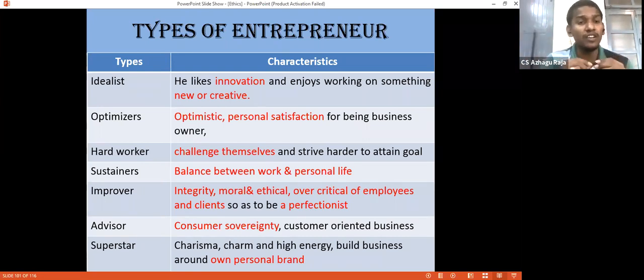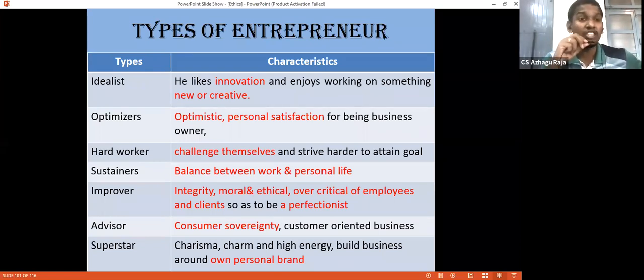And then optimizer, they feel optimistic, positive, and they have personal satisfaction. I'm not worried that my friends are getting 80,000 or 70,000, but whatever I'm getting, even if my profit is less, I am optimistic because I feel happy from within. So that is what optimistic is.